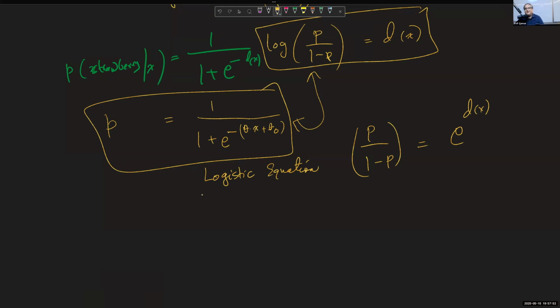This is still high school. I exponentiate both the sides. So exponentiation of the log of something, exponential and log cancel out on the left-hand side, and on the right-hand side, you have e to the dx. Now what? From this, it is very obvious. Suppose I add 1 on both sides. So this is the same as e to the dx.